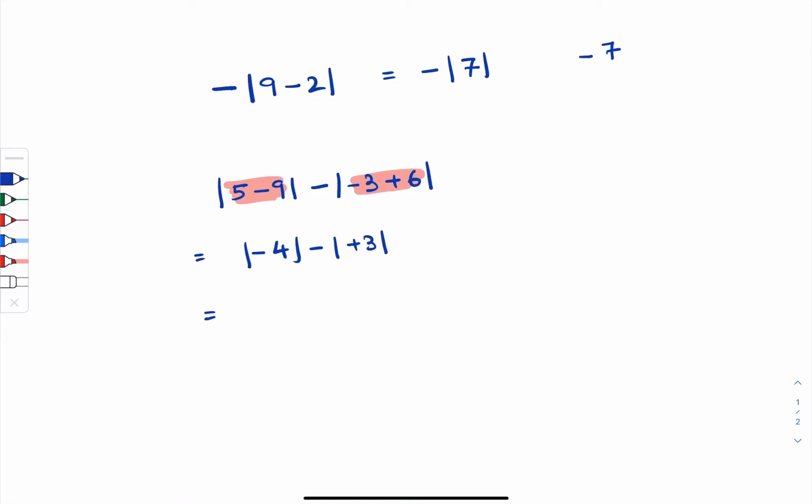Now the absolute value of negative 4 is going to get rid of the negative sign, so that's going to make it a 4. And then the absolute value of the positive 3 is going to get rid of the positive sign, so that's going to just make it 3. So this simplifies to 4 minus 3, which is going to be 1.